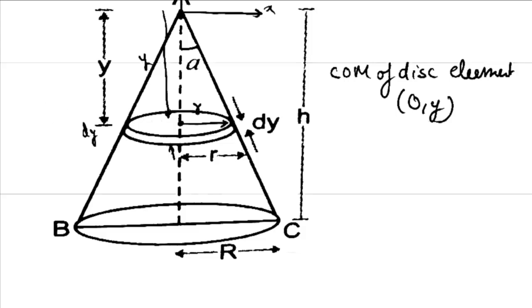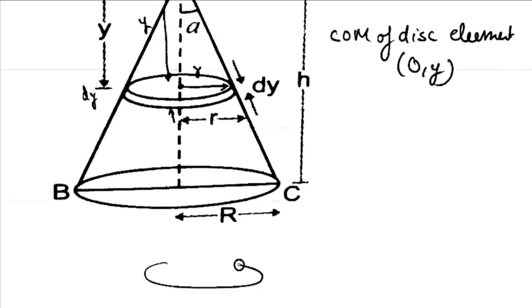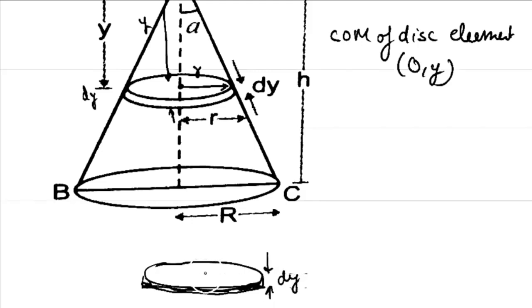Now let's find the mass of this disk. The thickness is dy. If you draw the disk, this is the thickness dy, and here the radius is smaller. So the volume of the disk is pi r square into dy. Simply area into thickness is the volume, right?